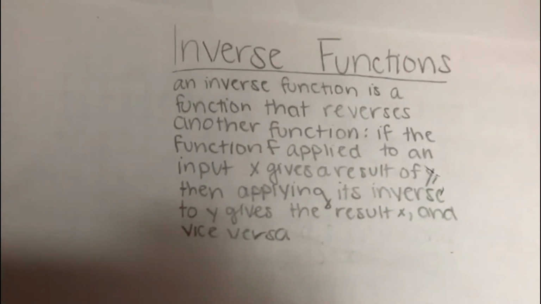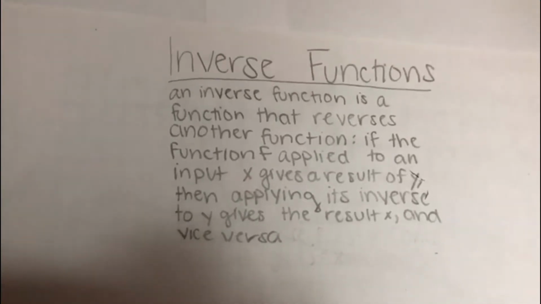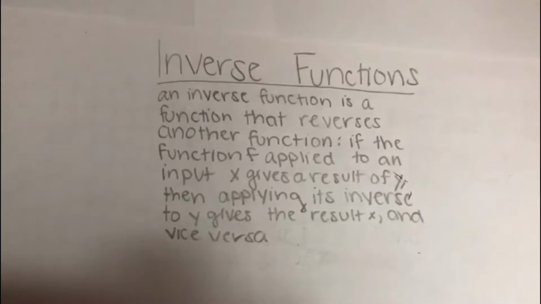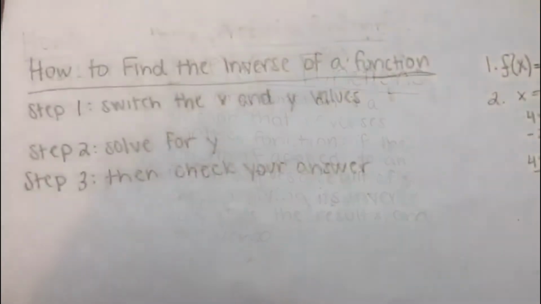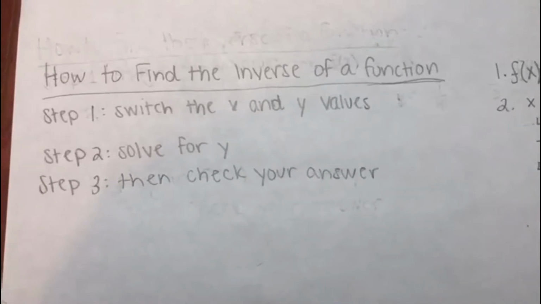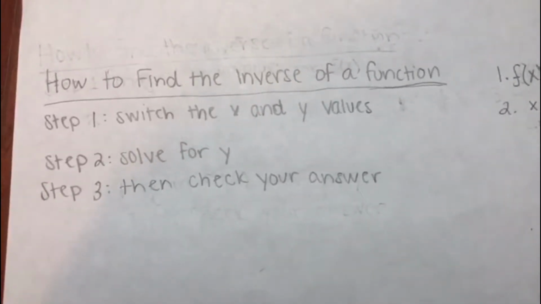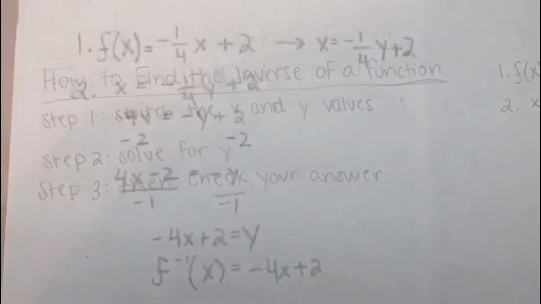An inverse function is a function that reverses another function. If the function f applied to an input x gives a result of y, then applying its inverse to y gives a result x, and vice versa. In order to find the inverse of a function, you, step 1, switch the x and y values, step 2, solve for y, and step 3, check your answer.